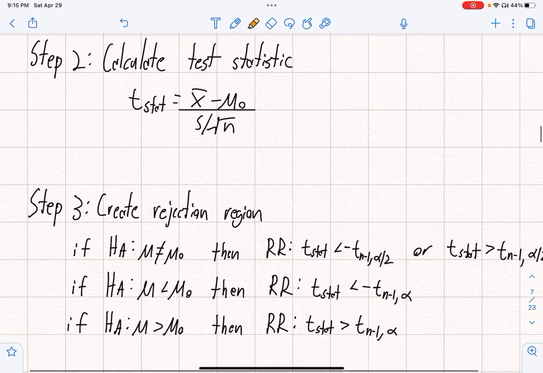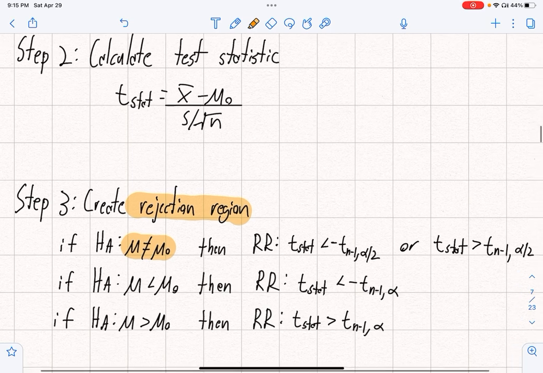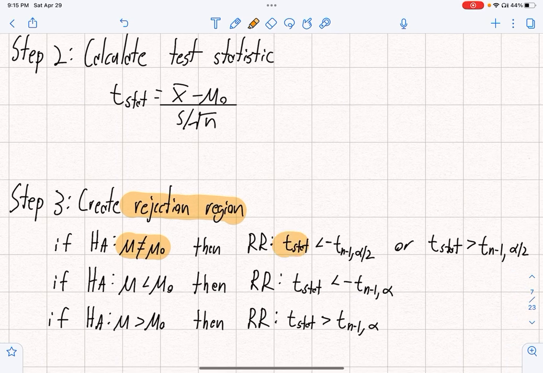Step three was to create our rejection region. And recall that the rejection region just follows directly from the alternative hypothesis. So if it's a two-sided test, our alternative hypothesis is mu not equal to mu naught. And if that's the case, we divide alpha in half, and our rejection region is either t less than negative t n minus 1 alpha over 2, or if t is bigger than t n minus 1 alpha over 2, a positive value.